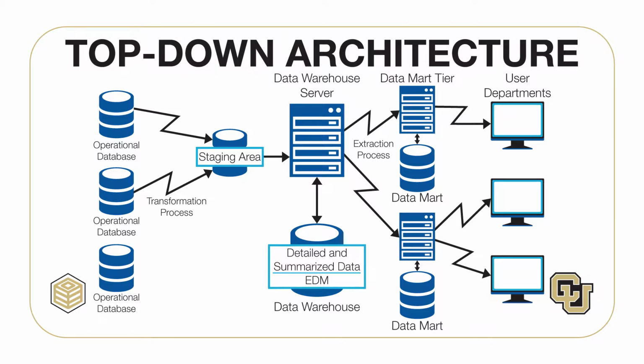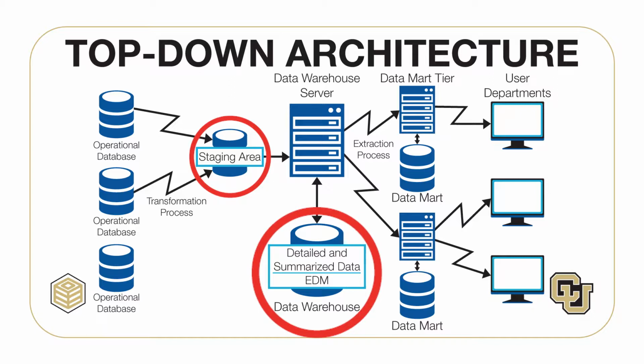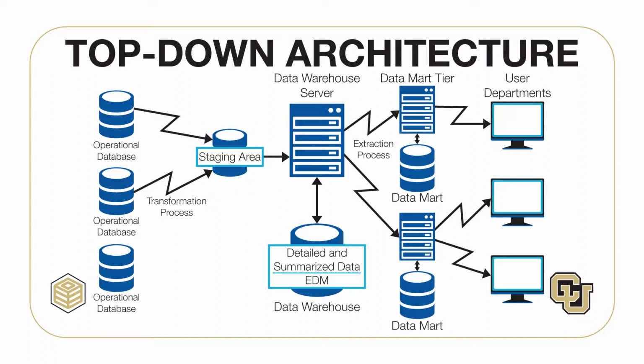This diagram depicts a top-down architecture with 3 tiers: staging area, data warehouse, and data marts. The staging area provides temporary storage of transformed data before loading into the data warehouse. The staging area is particularly useful for data warehouses with a large number of operational databases and external data sources, requiring complex data transformations. To assist with the transformation process, the design process creates an enterprise data model known as an EDM. The EDM defines the structure of the data warehouse and details required to access operational databases and external data sources.